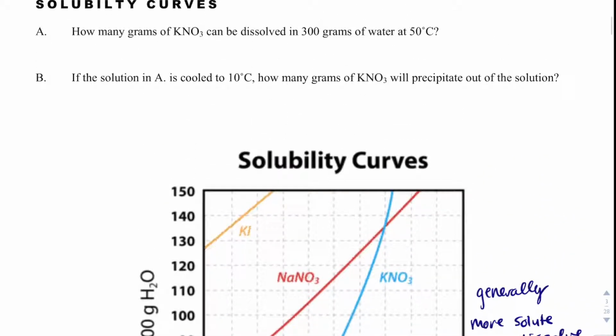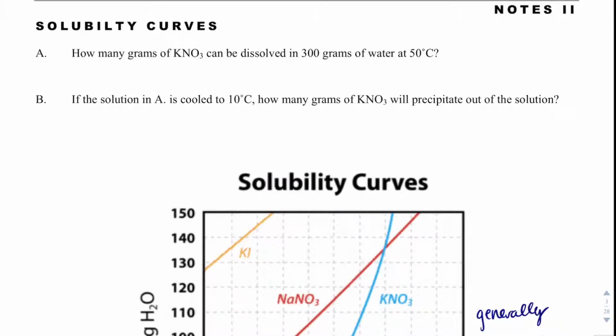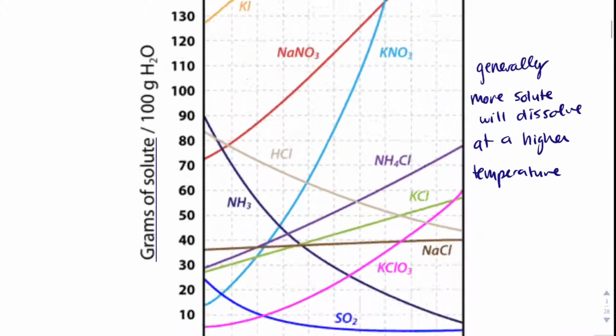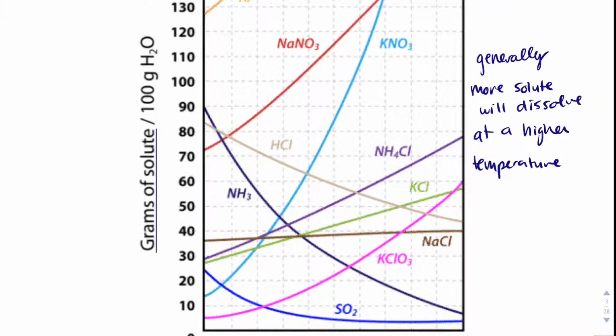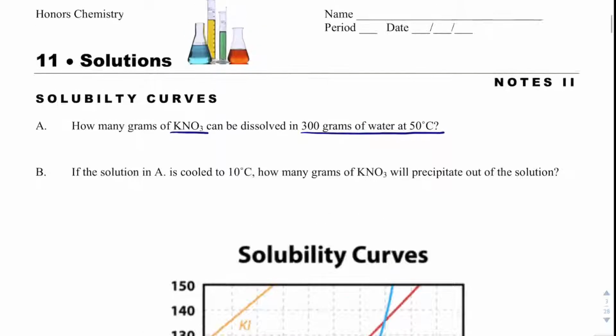So let's answer some example problems. Question A says, how many grams of potassium nitrate can be dissolved in 300 grams of water at 50 degrees Celsius? Well, we first have to find 50 degrees Celsius, and that is going to be here. And so I will draw a line up, and what a lot of people might say is that about 85 grams dissolves.